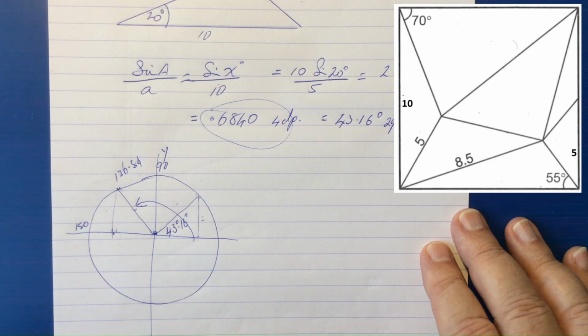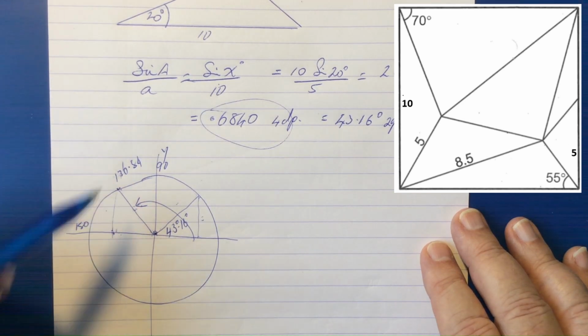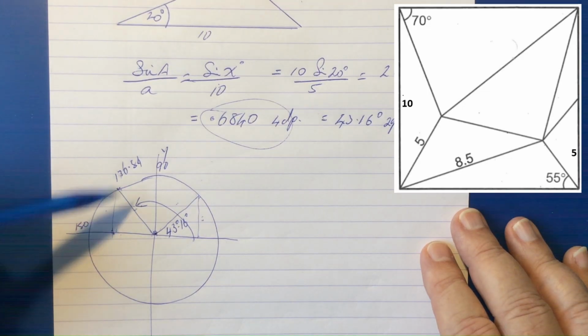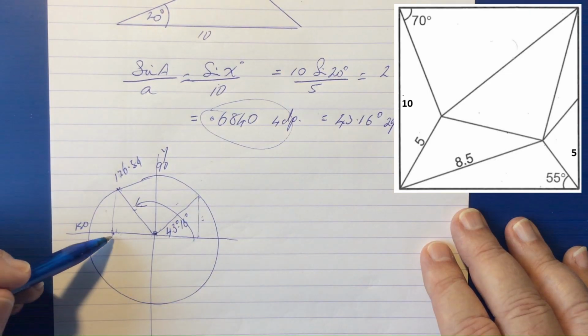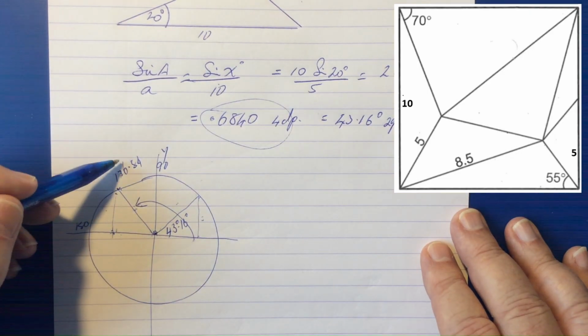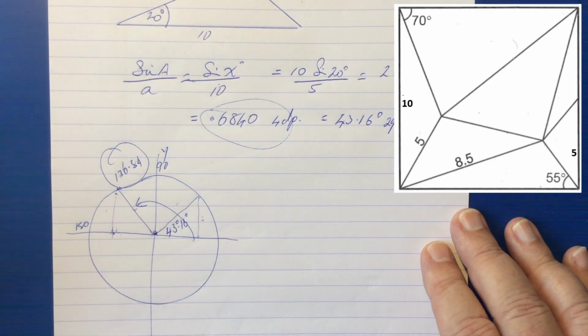Now, how do we come to this? Well, the rule says that what we do is we take our result when it looks anomalous and we subtract it from 180 and we get this, 136.84 degrees.